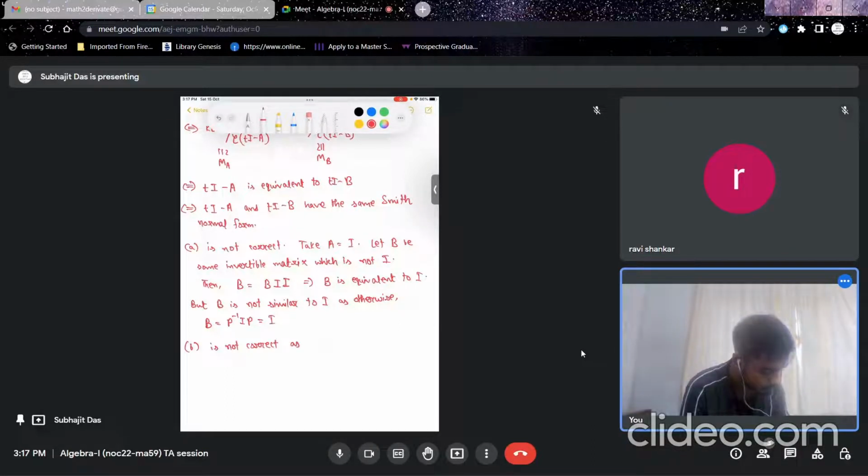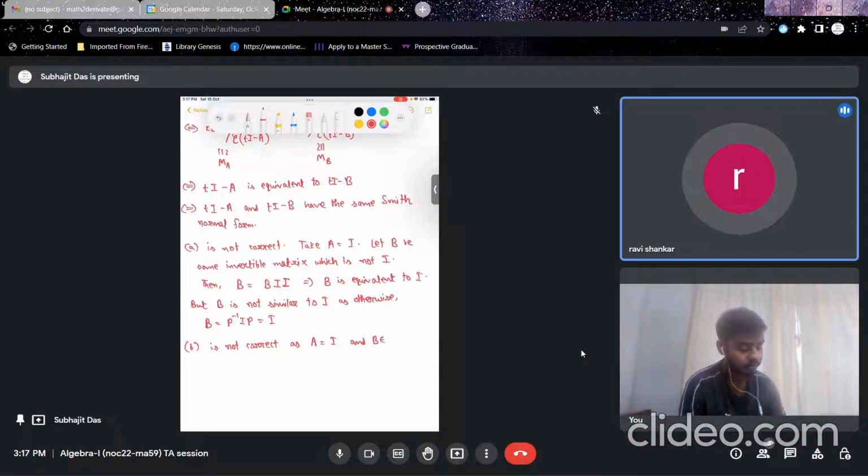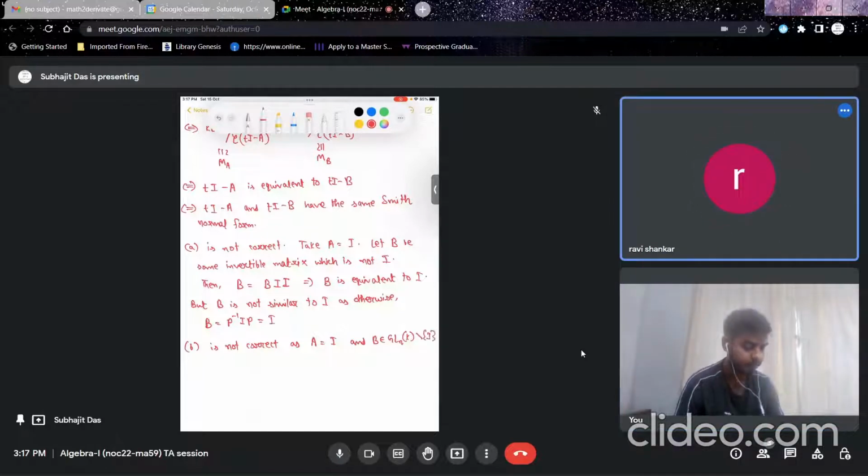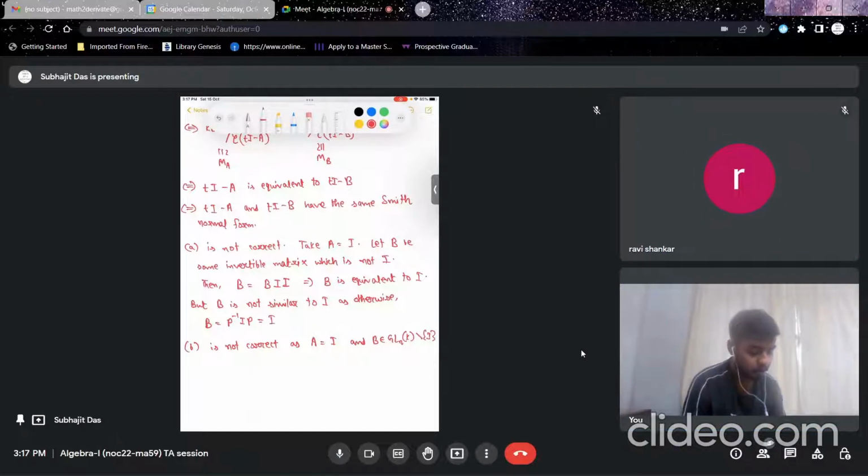Option B is not correct as I'm just taking the same thing. I'm taking A to be the identity matrix and B to be some matrix in GL(n, K) minus I.